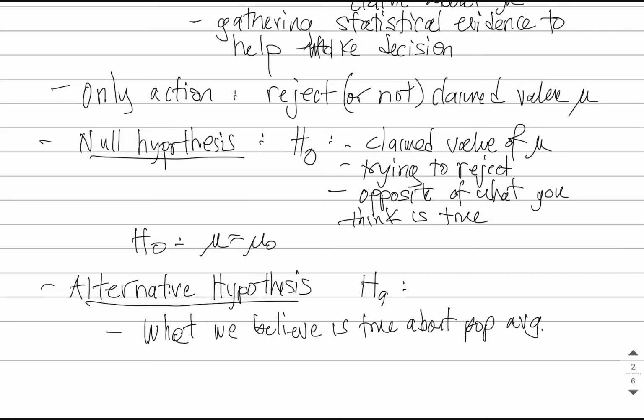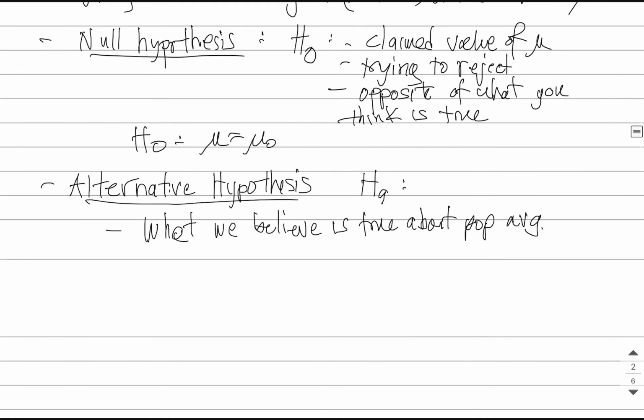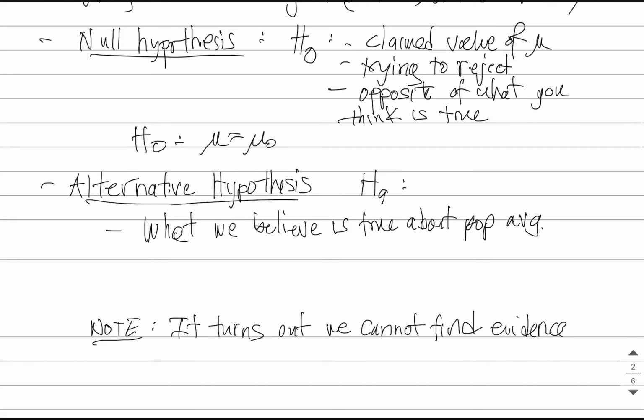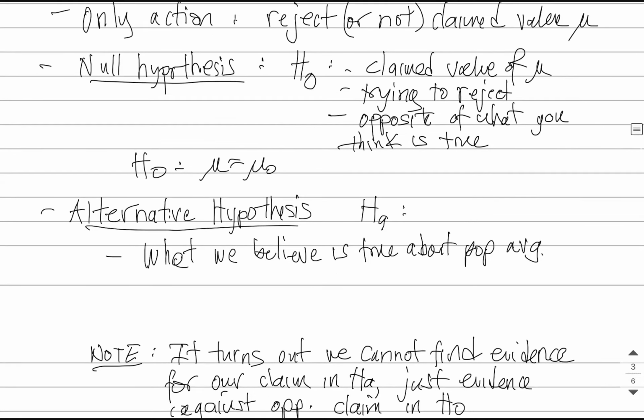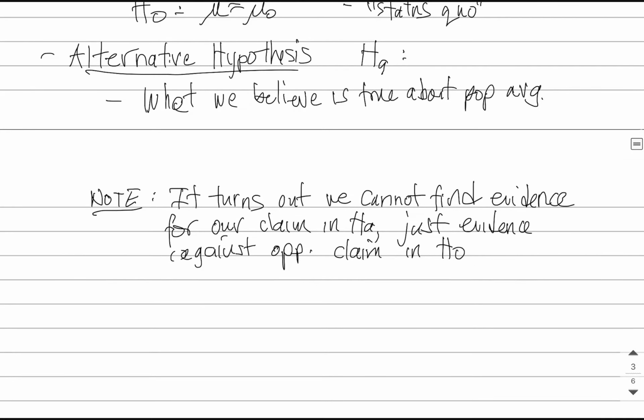Now, hypothesis tests are kind of strange. We can't ever find evidence in favor of our claim, only evidence against the other claim. And that's kind of weird, and I will show you how the idea works. So, another way of thinking of the null hypothesis is kind of the status quo, no change. That sometimes helps understand what it's about.